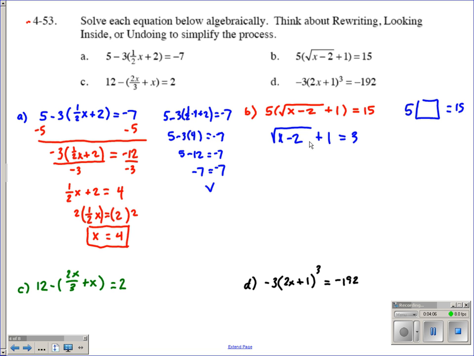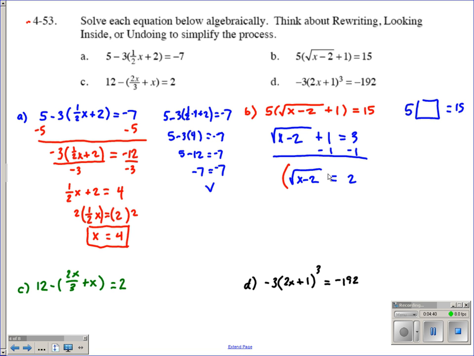Then you think about this number plus 1 equals 3. Well, this entire value then has to be 2, right? You get the same thing if you subtract 1 from each side. You could use either the looking inside or the undoing like I just did. So we know that the square root of x minus 2 equals 2. And then you think to yourself, the square root of what equals 2? Well, we know that answer would have to be 4. So if you undo it, you can see it this way.